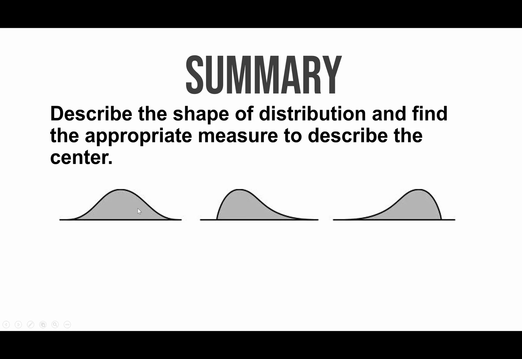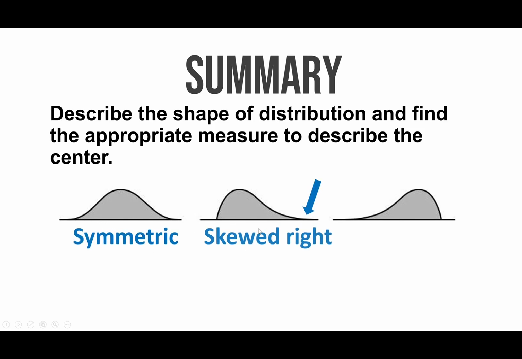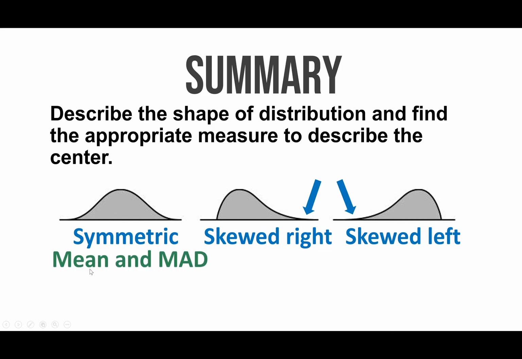So let's summarize this, okay? Here we go. If you have this picture right here, this is symmetric. Over here, you have skewed to the right, because the tail is on the right. Over here, this is skewed left because the tail is on the left. And then you would use mean and MAD for the first one, symmetric, and you would use median and IQR if it's skewed to the left or skewed to the right.